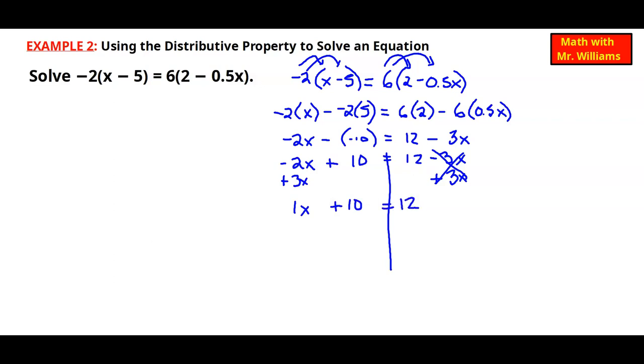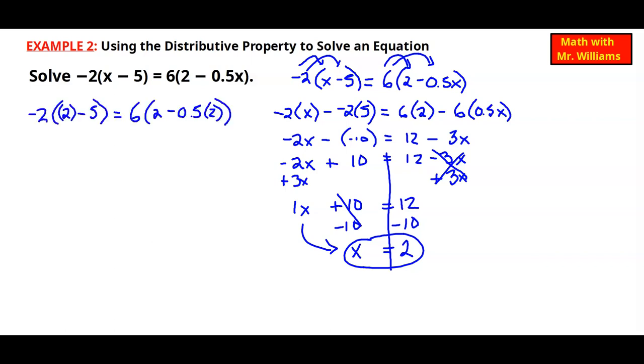Now I see the 10 and 12 are like terms, so I'm going to move that 10 over by doing the inverse. So minus 10 on both sides. Canceling out the 10's, leaving me x equals 12 minus 10 is 2. So x equals 2. Let's go ahead and check it. So let's rewrite it, substituting that 2 in.